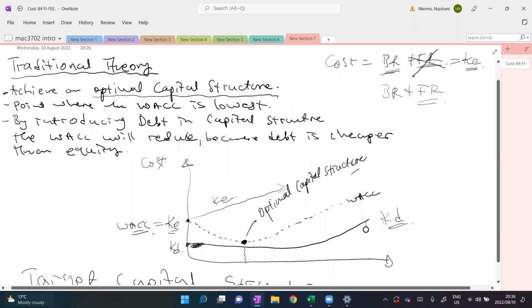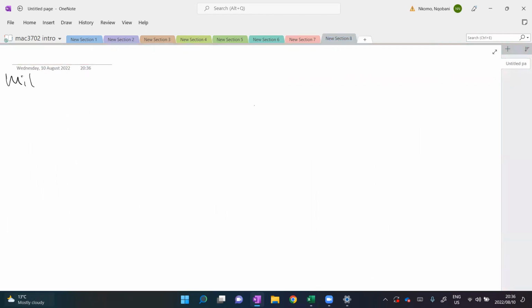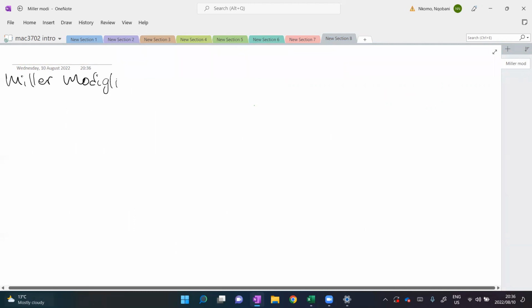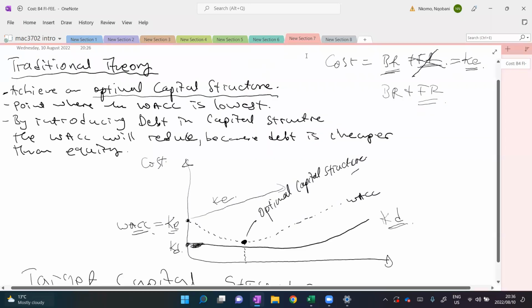Right, then number 2, we said which other theory is there? The Miller and Modigliani theory. All right. So the Miller and Modigliani theory says that what we were talking about in the traditional theory is not achievable. I think if you understand it that way, to say there is no optimal capital structure according to Miller and Modigliani.